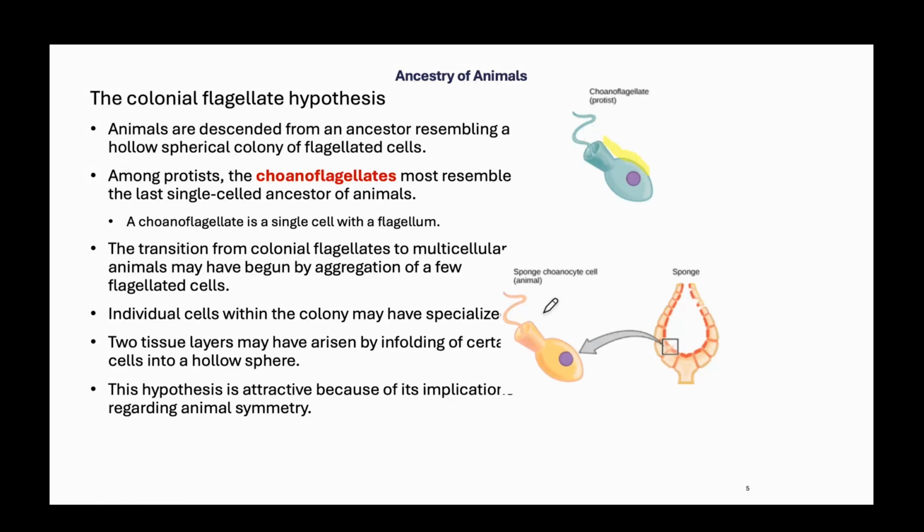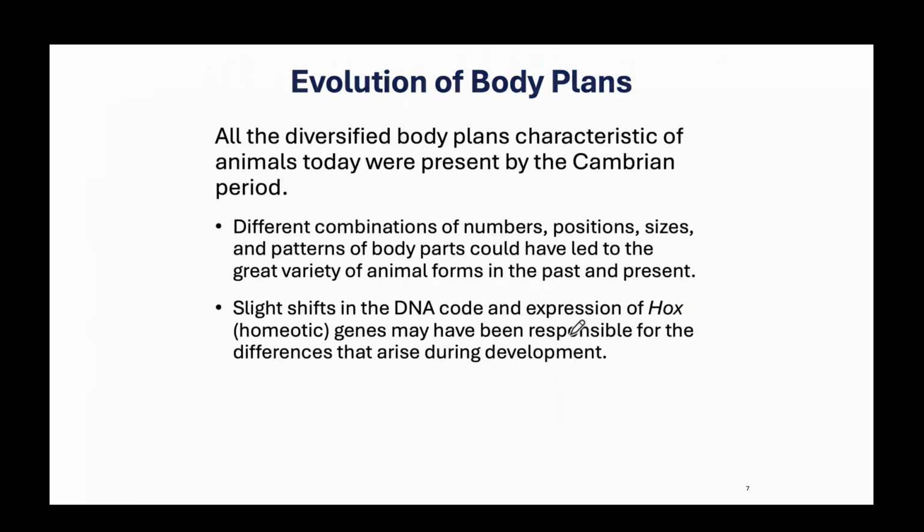Now it says the transition from colonial flagellates to multicellular animals may have begun by aggregation of a few flagellated cells. Basically this hypothesis is attractive because of its implications regarding animal symmetry. We're looking at sponges, where there are two tissue layers. They may have arisen by infolding of certain cells into a hollow sphere. So all diversified body plans of animals were present during the Cambrian period. This needs to be noted.